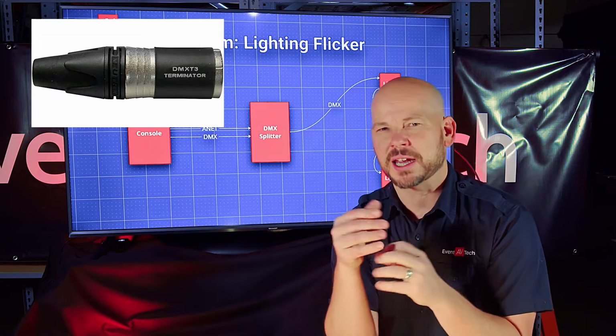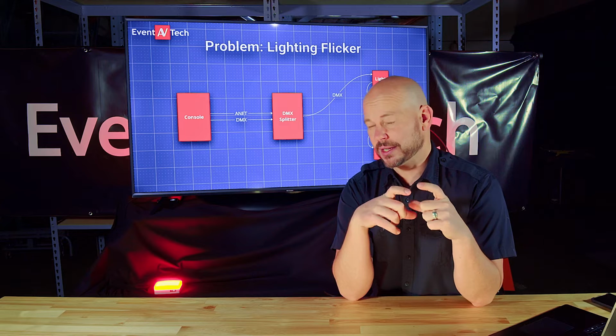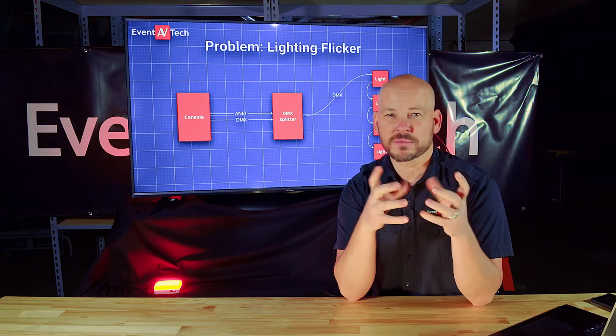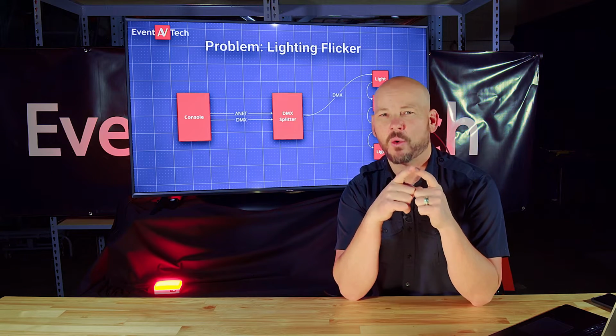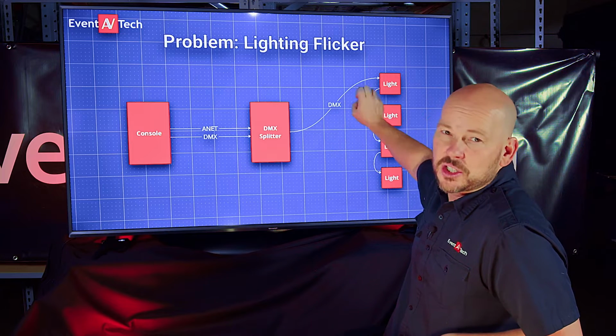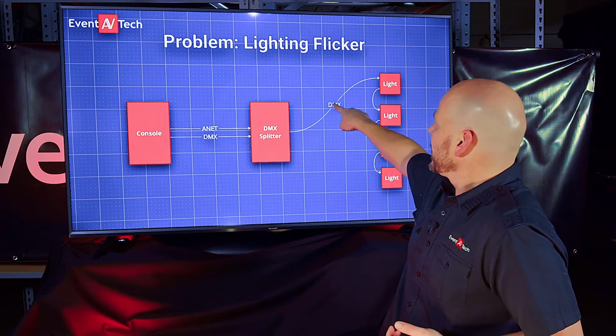And so what does that actually mean? It's a little bitty device that renormalizes your impedance back to 120 ohms. Now, why is that important? Well, lighting DMX is a digital signal, okay? Digital Multiplex is what it stands for. But it's a digital signal.